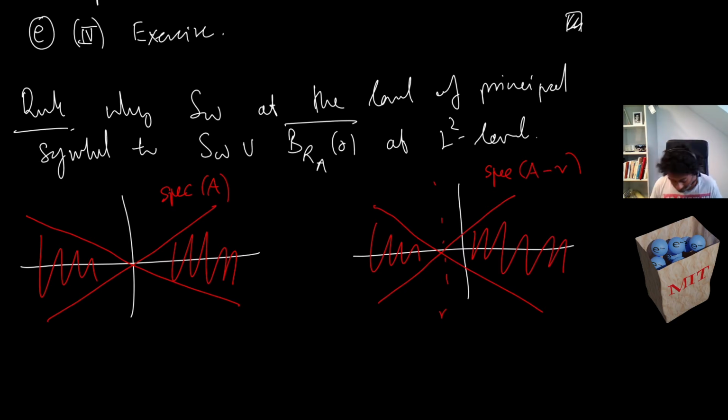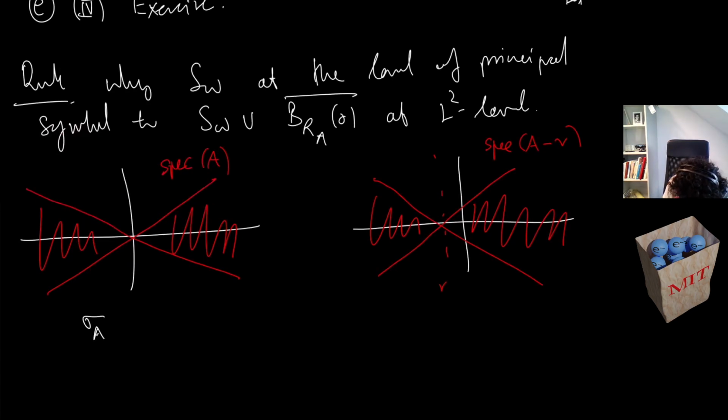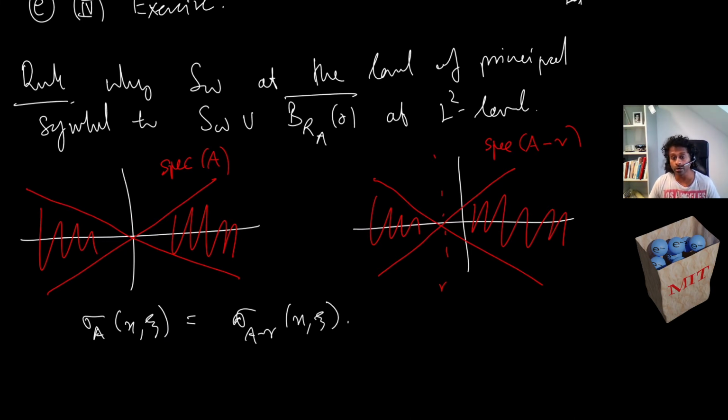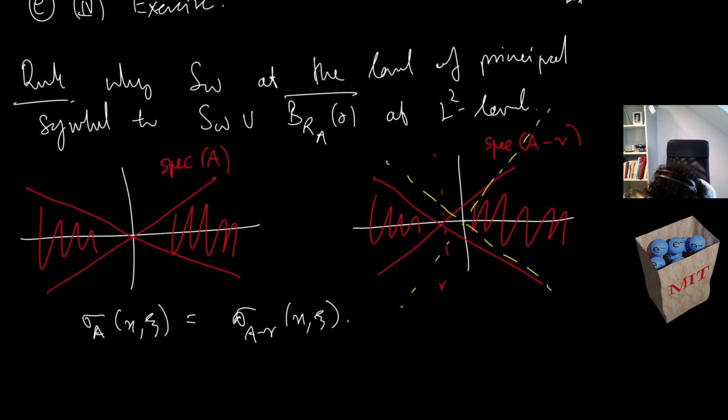So now the point is that the principal symbol of A at x, psi and the principal symbol of A minus R at x, psi are the same. Okay, so at the principal symbol level, we don't see what happens to lower order terms. So this is precisely why we have to have some ball of radius here, right? So here we still get some angle. So now the angle might be slightly larger.